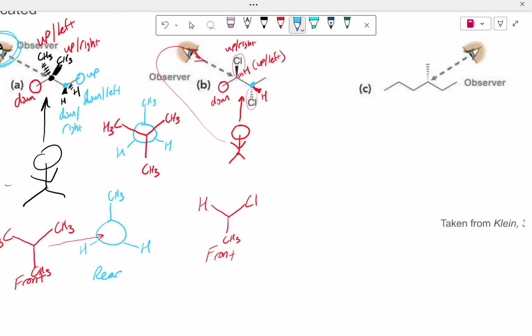This hydrogen will be up and to the left. Now, when I go to the rear carbon, again, I'm still observing the compound from this direction. This group, whatever that is, will be going up. This group here will be down and to the left. And the hydrogen will be down and to the right. So my rear carbon looks like this. Use a circle, that's the symbol for it. This group's going up, it's a CH3. The group down and to the right is a hydrogen, and down and left is the chlorine.